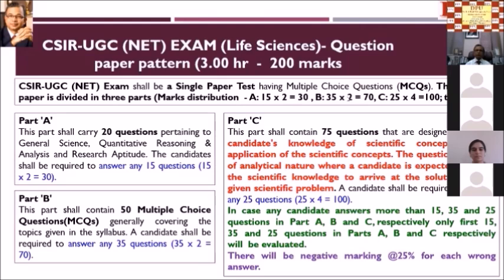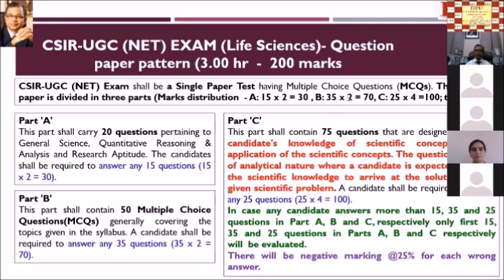Now coming to the CSIR UGC NET exam, it's a single test paper with multiple choice questions. There are basically 3 parts, A, B, and C, and there are questions and options for each of these parts. A includes questions from general science, quantitative reasoning and analysis, and research aptitude. B and C, on the other hand, are subject related questions. The difference between B and C is that B has basic questions and C has more critical and analytical type of questions, and therefore the questions in Part C each carry 4 marks as opposed to 2 marks for Part B.